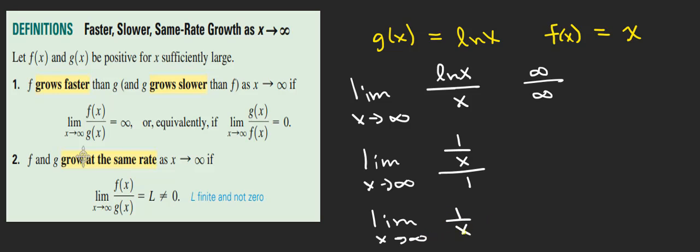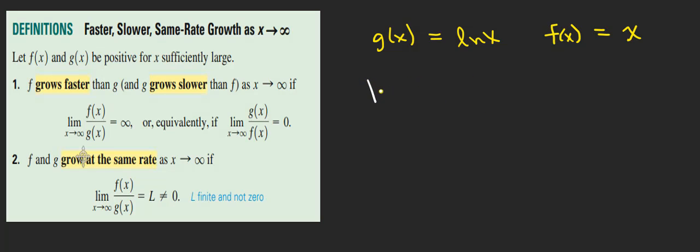So what happens as x goes to infinity? You get 1 over infinity, which is 0. So based on this conclusion, you know that natural log of x is growing slower than x.